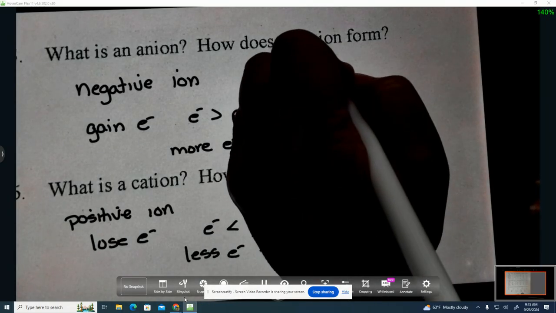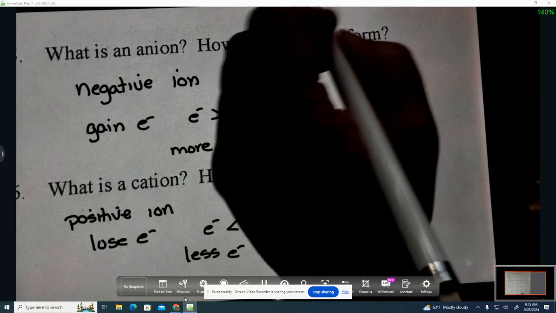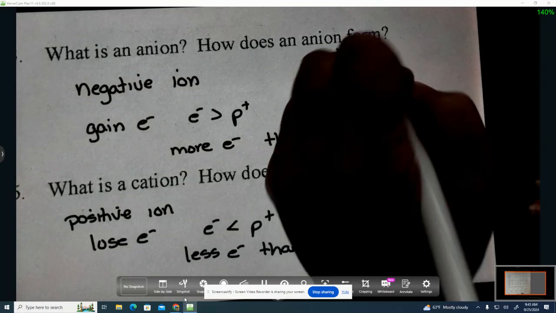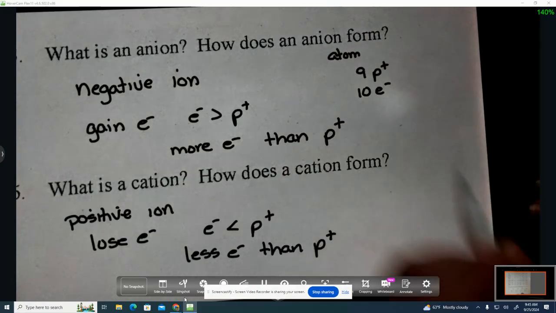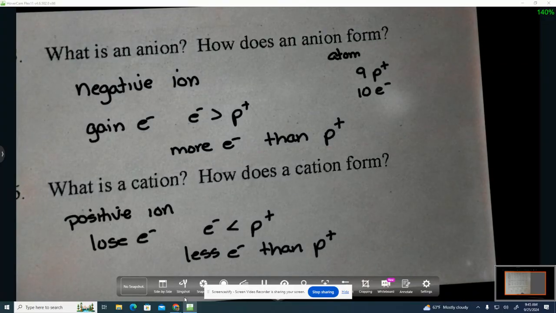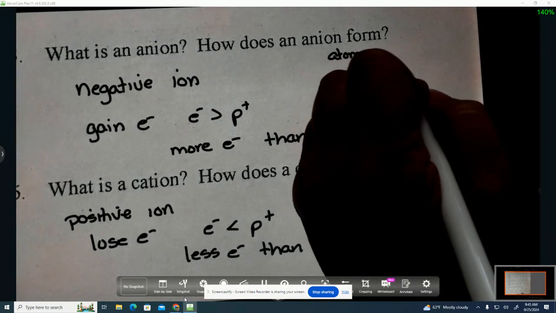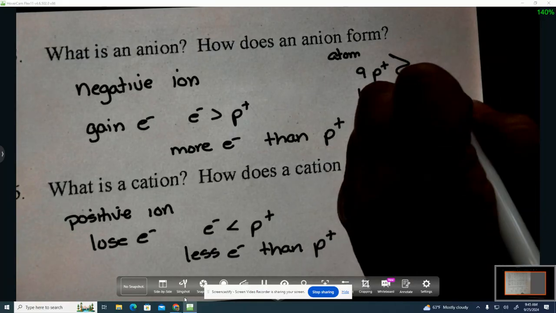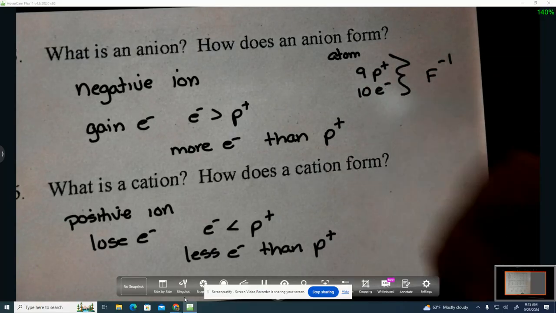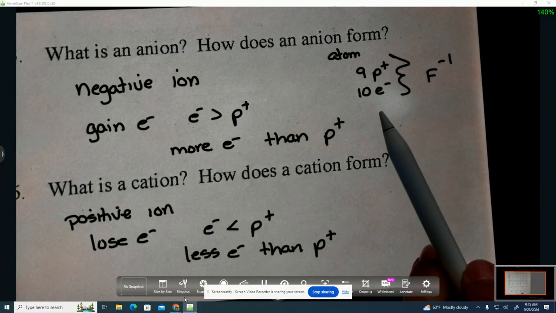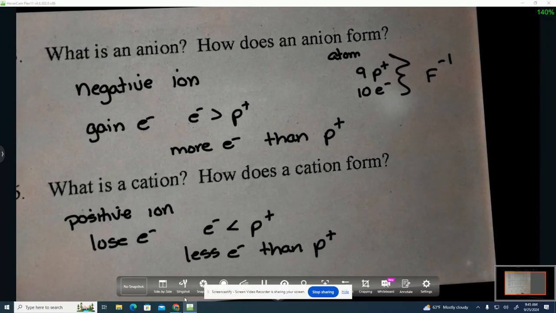If they give you something and they say you have an atom, I know I'm using the word atom, but in the atom you have 9 protons and you have 10 electrons. Is that a positive or a negative ion? Negative, because you have more negatives. You have 10 negatives and only 9 positives. So this would be F with a -1 charge. How did I know it was F? 9 protons. 9 protons, so it's fluorine.